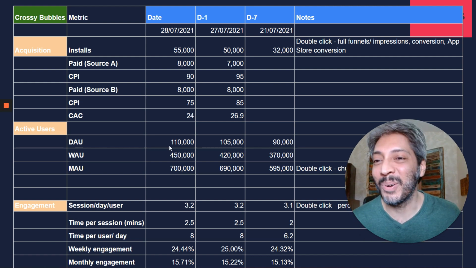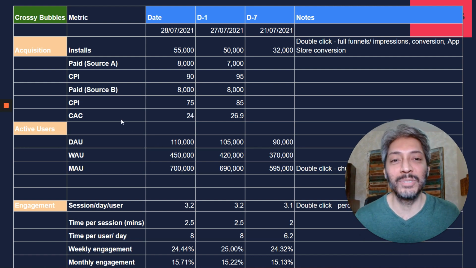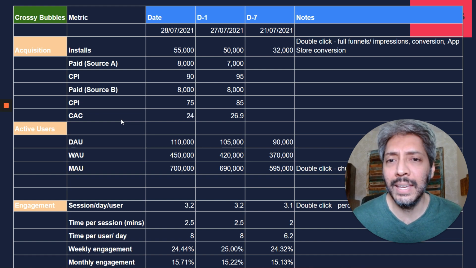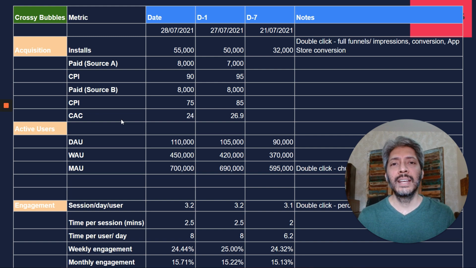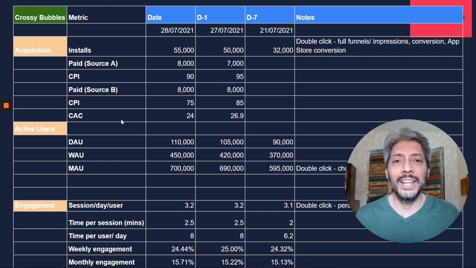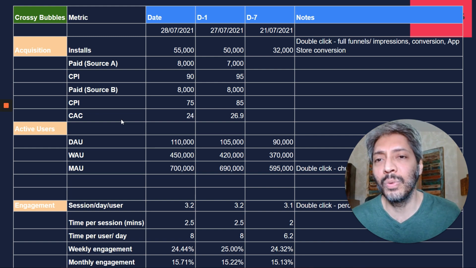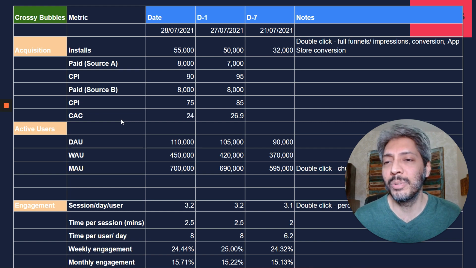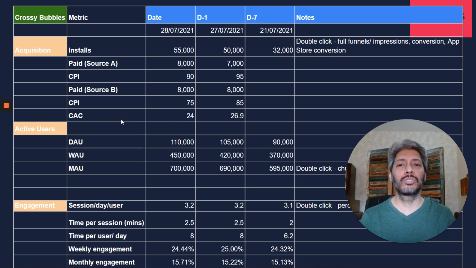So now, we are going to take the example of a made-up game called Crossy Bubbles. The game doesn't exist. I've just created a random game called Crossy Bubbles. And this is the dashboard, a daily email or a daily Excel sheet, Google Sheet, which will be generated on the metrics of your dashboard.